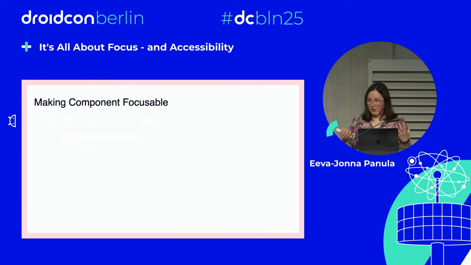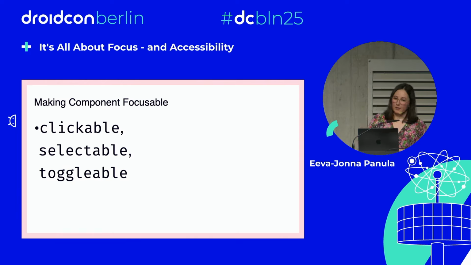When you are building a custom interactive component, you have a couple of options for making it focusable, so adding it to the focus order so that keyboard and screen reader users can reach that element. The first is using either the clickable, selectable, or toggleable modifiers, depending on what the component is supposed to do. If it's something that the user needs to be able to click, then clickable. If it's selectable, then selectable, like a radio input group, for example, or toggleable, so a switch, for example.